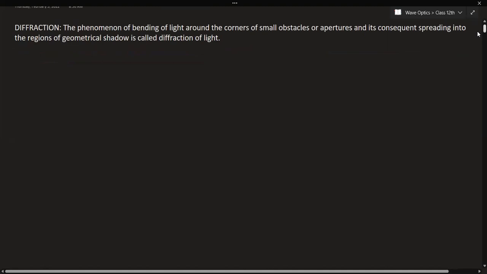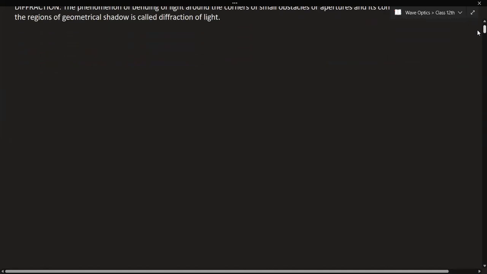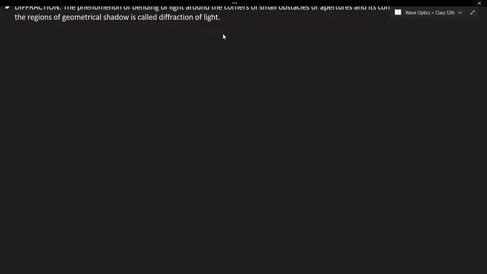Now, see, next topic that we have is diffraction. This is the last topic of your wave optics. This is basically the bending of light. Now, how will the light bend?